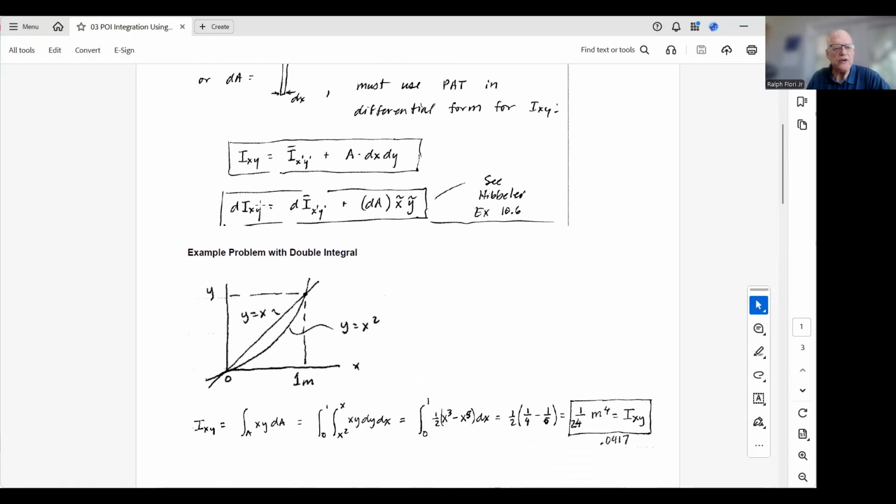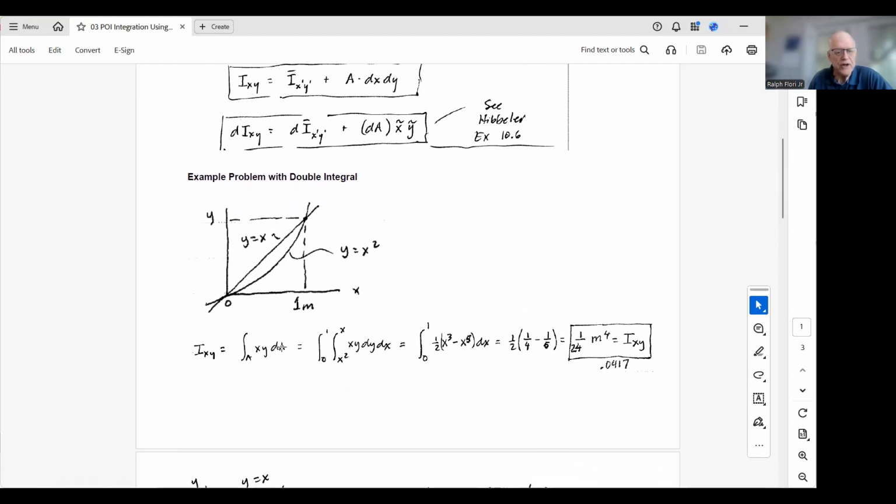We're going to use the product of inertia in differential form, dI bar plus dA times x tilde y tilde. But again, I bar for a square or a rectangle is 0. And so we basically just end up with Ixy is the integral of x tilde y tilde times dA.